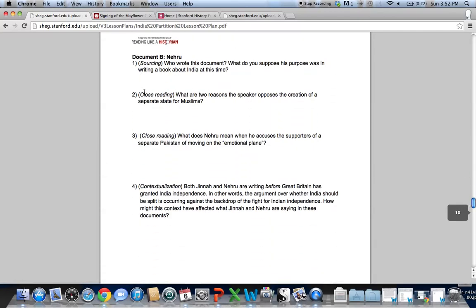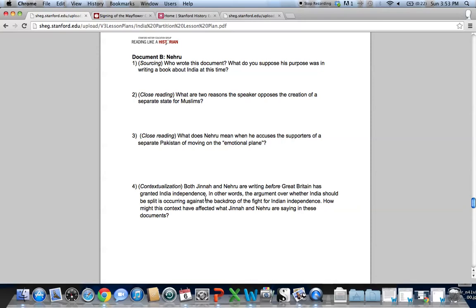Again, here: sourcing, close reading, contextualization. This is the big piece. Jinnah and Nehru are writing before Great Britain granted India independence. In other words, this idea of are we splitting, are we not, is written before India even has independence. So that is going to affect how these people are talking about partition.